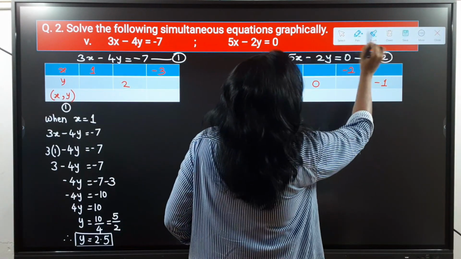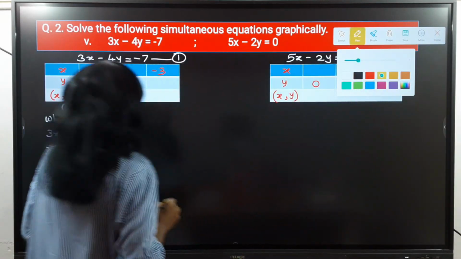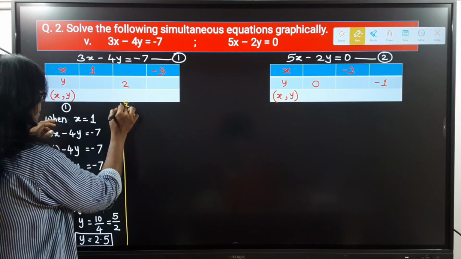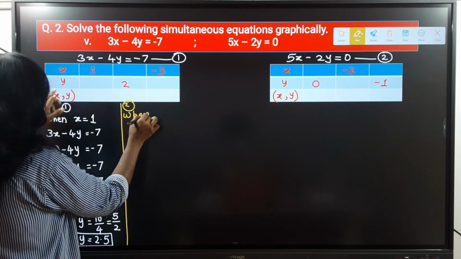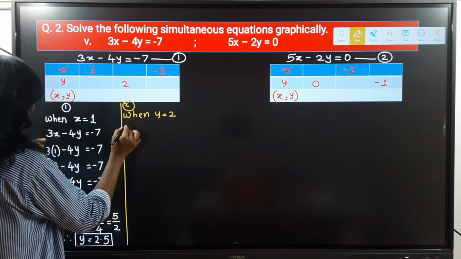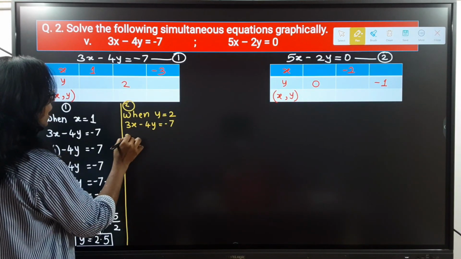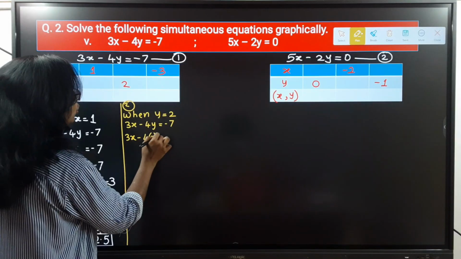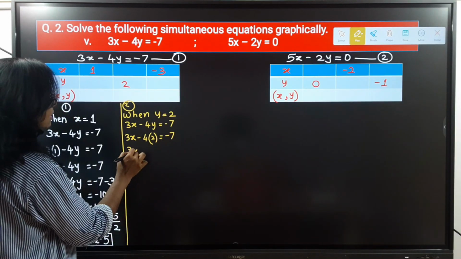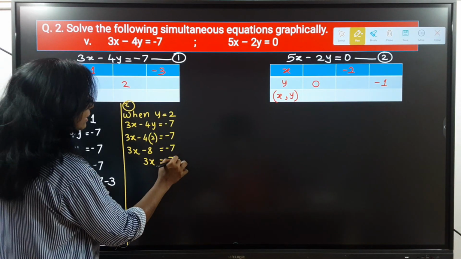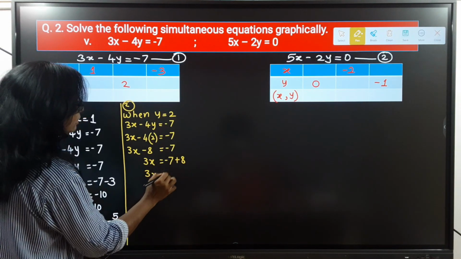Then here students, the next value, the second one, that is when y is equal to 2. The equation is 3x minus 4y is equal to minus 7. So 3x minus 4 multiplied by 2 is equal to minus 7. So 3x minus 8 is equal to minus 7. So 3x is equal to minus 7 plus 8. So 3x is equal to 1.